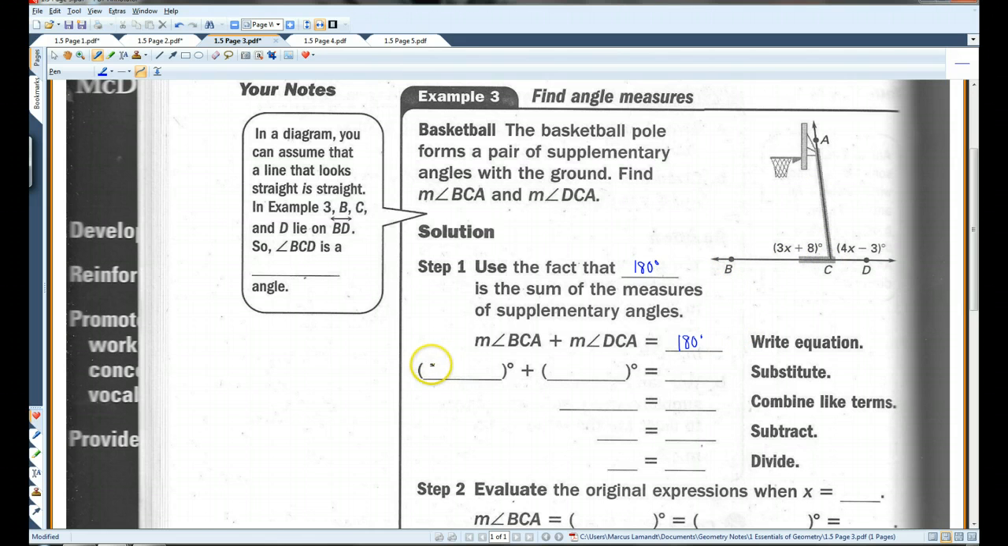BCA is 3x plus 8, and DCA is 4x minus 3. And once again, this all adds up to 180. I'm going to combine like terms. 3x plus 4x is 7x. 8 minus 3 is 5. And this adds up to 180. Let's subtract 5 from both sides. So now I've got 7x equals 175. Okay? And now I'm going to divide by 7.